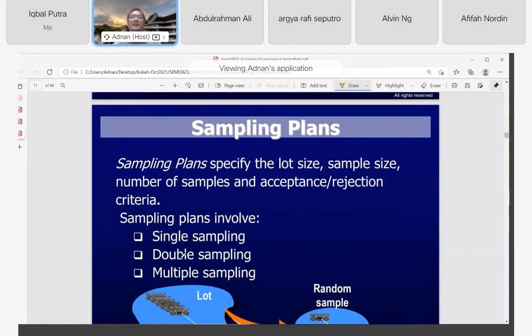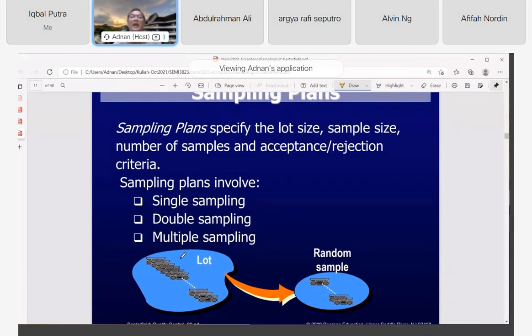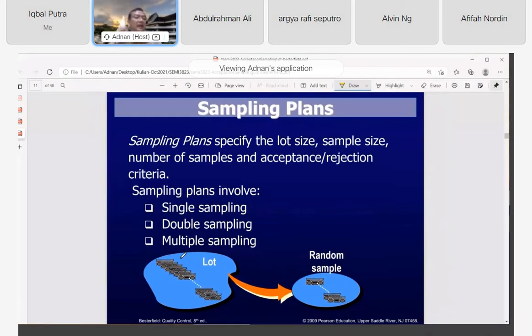Okay, sampling plan. We have single sampling, double sampling, and multiple sampling. So you are producing this in the factory lot by lot. Now you randomly select the sample and you make a decision. So how to do the sampling? Can do single sampling, double sampling, or multiple sampling. So what are the differences among these?